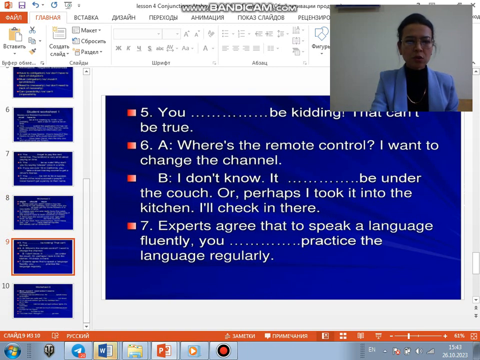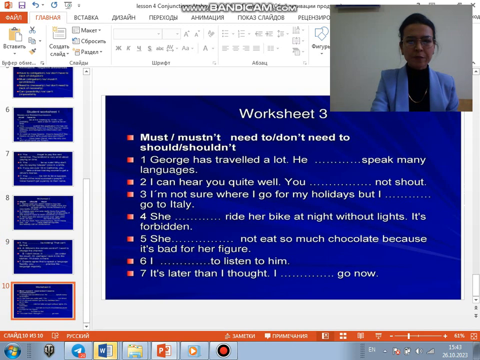The next one is also about modal verbs. Please pay attention to their meaning. In the last worksheet, you have to use must and mustn't, need to and don't need to, should and shouldn't.